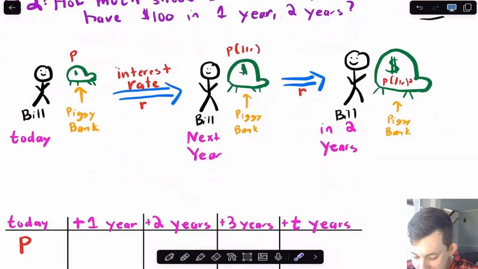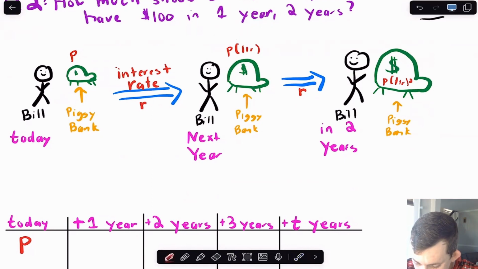And what we're going to say is that each year Bill gets an interest rate R on his deposits, or the amount of money that he puts in the piggy bank. So if he puts P dollars into his piggy bank today, tomorrow he's going to have P dollars, plus he's going to have P times R, where this is the interest that he gets on that money. And so we're just going to simplify that as P times (1 plus R).